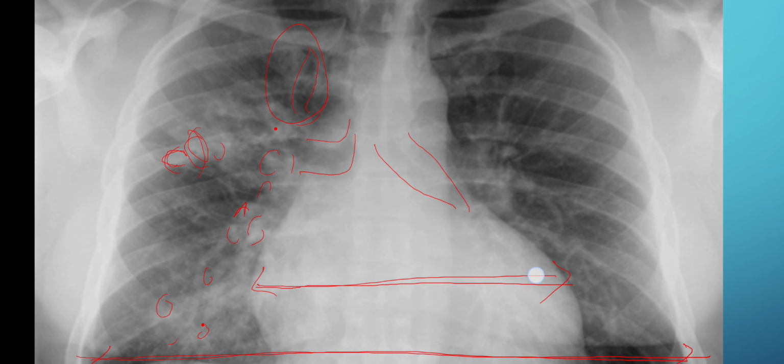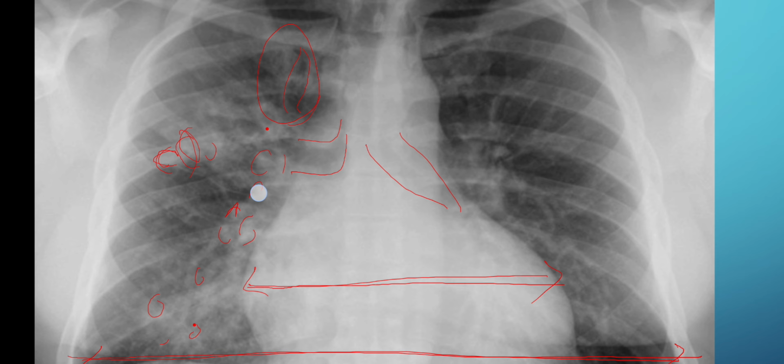If we zoom in, this is one air bronchogram. This is bronchovascular markings. So this is bronchopneumonia.